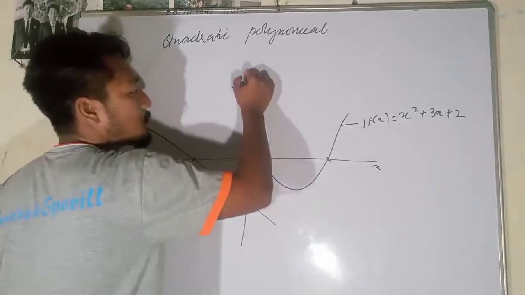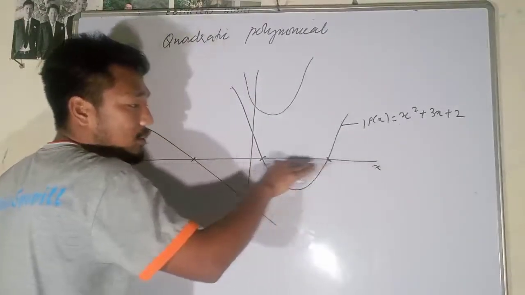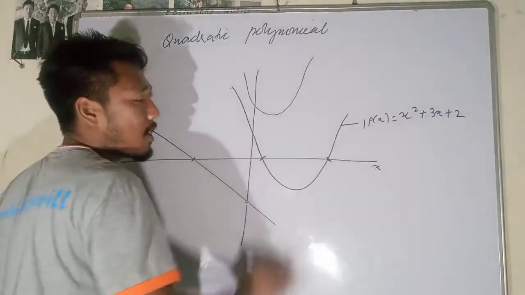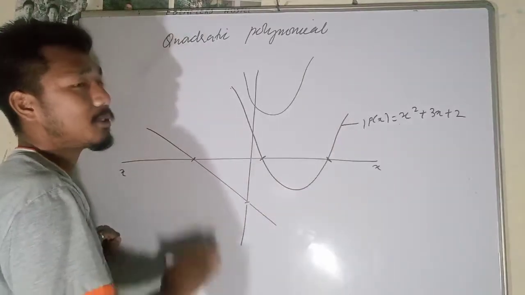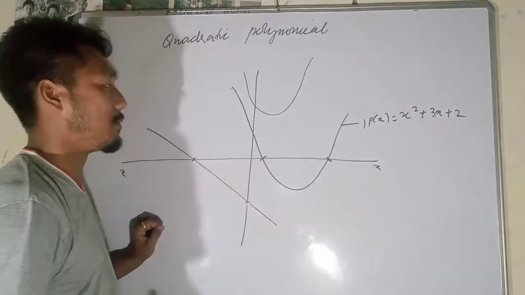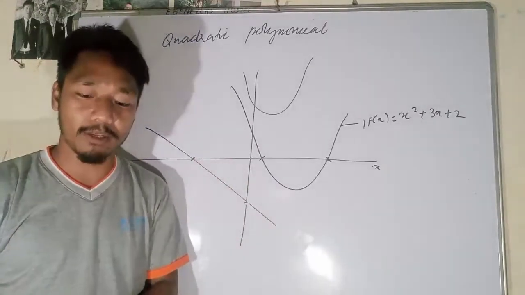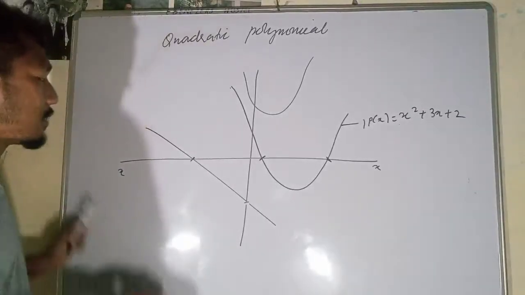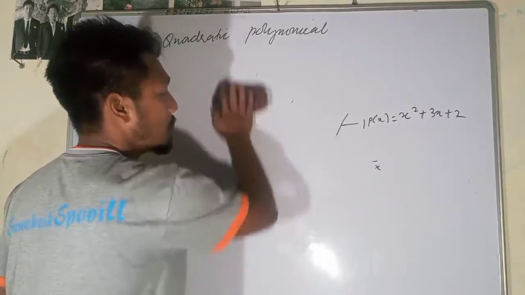If it doesn't touch the horizontal axis at any point, that means they don't have any solution. They don't have any zero of the polynomial. They are non-zero polynomials. That is what we can consider in the geometrical meaning of quadratic polynomials.